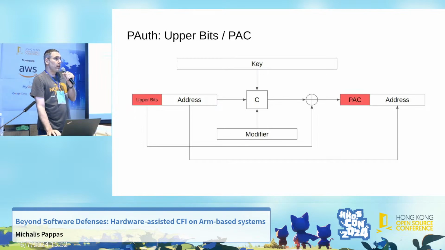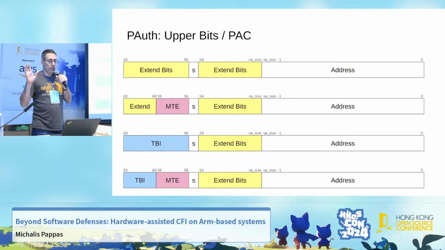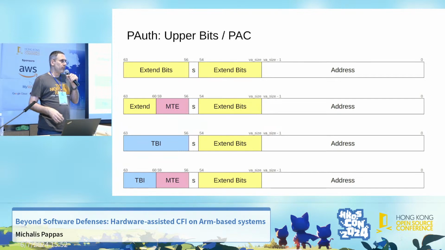So let's look in more detail at the upper bits. First of all, why do we have upper bits in the first place? In 64-bit systems, pointers are not 64 bits wide. The pointer size is configurable. In Linux, the default is 48 bits, but you can configure the size of the virtual address to be between 30-something up to 50-something bits. Let's stick to 48 bits now because this is the default, but you can imagine that this can vary.